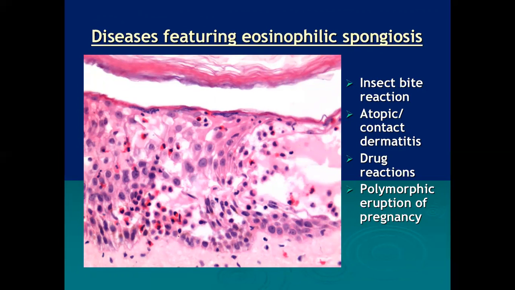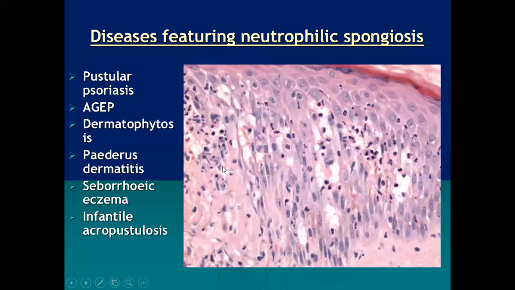There are a few diseases that are typically associated with spongiosis and eosinophilic exocytosis and eosinophilic infiltrate in the dermis. There are three main conditions: atopic dermatitis or allergic contact dermatitis, insect bite reaction, and drug reaction. In addition to this, polymorphic eruption of pregnancy is also characterized by eosinophilic spongiosis.